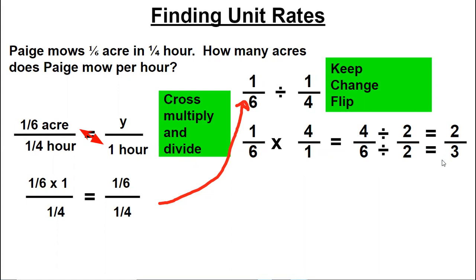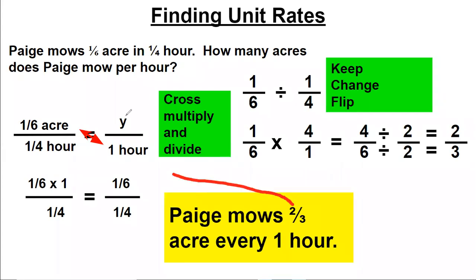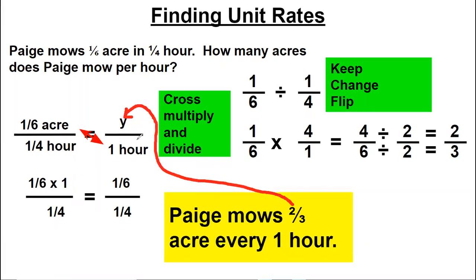So how many acres does Paige mow in 1 hour? She mows 2/3 of an acre. So Paige mows 2/3 of an acre, goes right here, in 1 hour. That's her unit rate. Okay, so you can use fractions to do this as well.